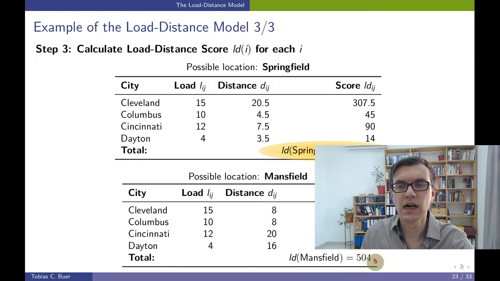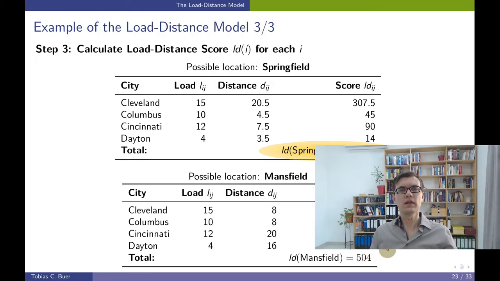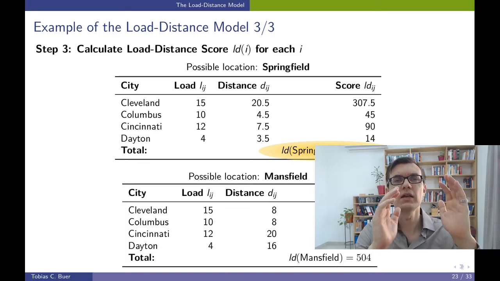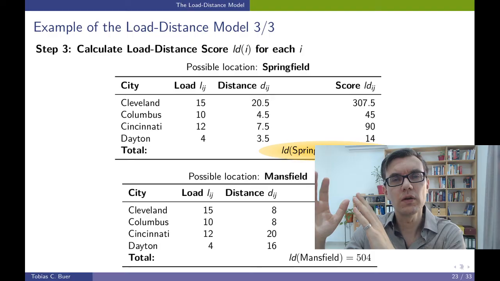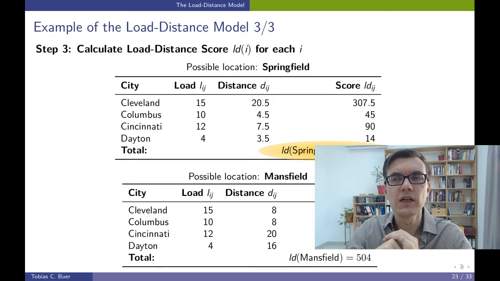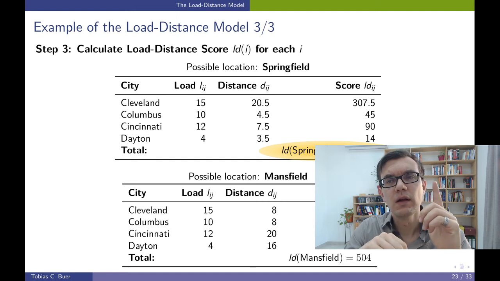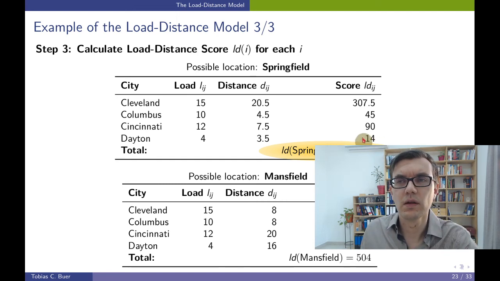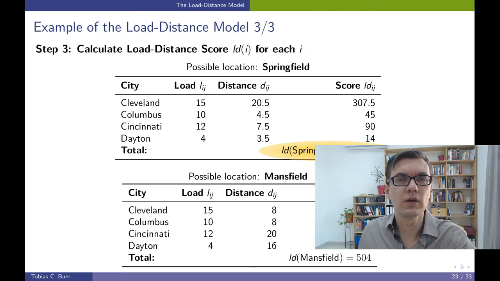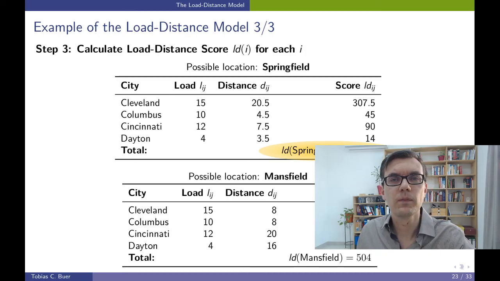Mansfield has a higher load distance score, and now recall that the idea was to do a weighting of distances and transported loads to evaluate each potential location of a warehouse. So we choose the location that got the lowest score. So in that case, Springfield would be the recommended location to choose.